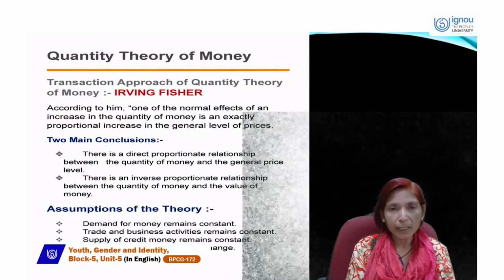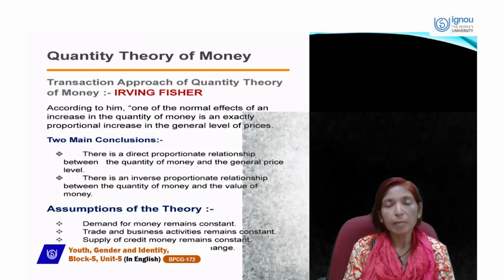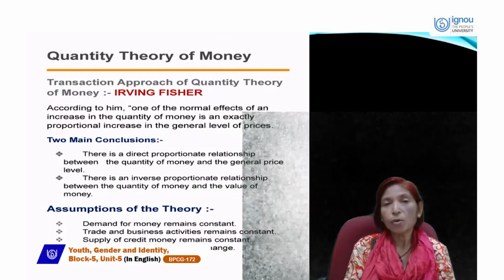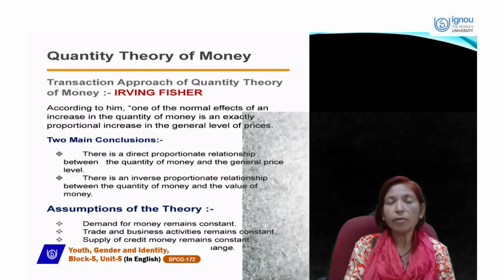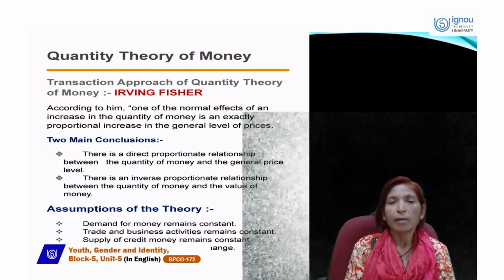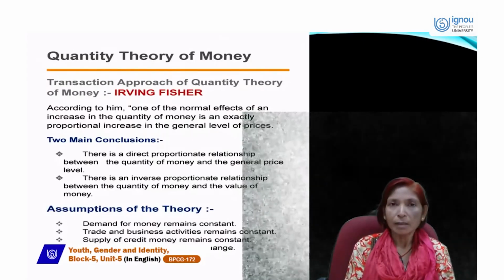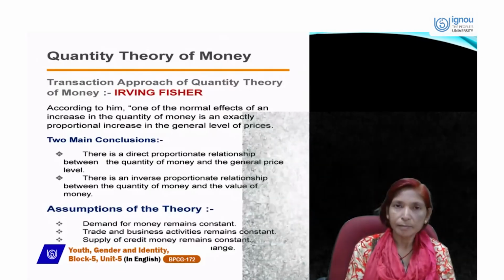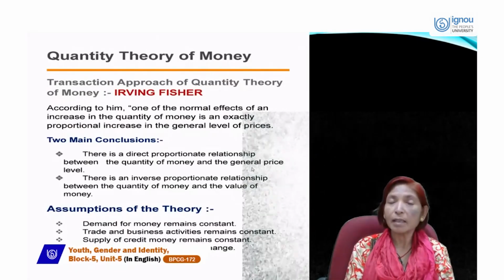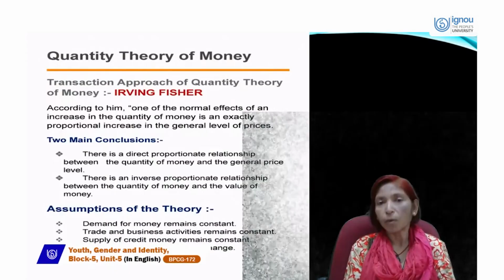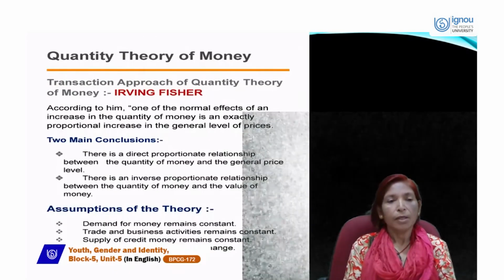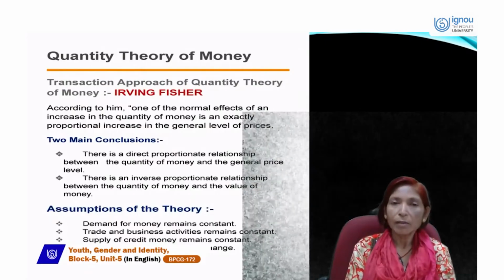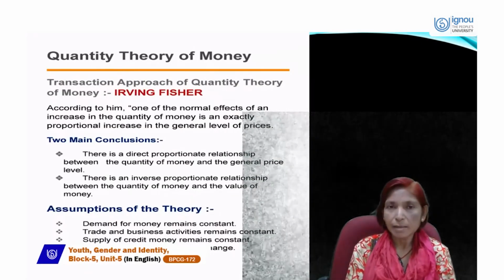But the value of money means the purchasing power of money. As price goes up, money value falls. Due to inflation, today the value of money is very low. As price increases, the value of money goes down. So, Irving Fisher's theory mainly states three important things.